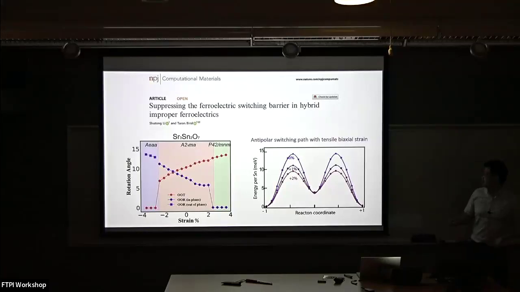And Turan also did beautiful calculation on this system. So basically, if we apply a 2% tensile strain, it can enhance the tilting mode, but reduce the rotation mode. And with this 2% tensile strain, the switching barrier of this system can be further reduced. And this calculation result is consistent with my previous arguments that the rotation mode is the most critical factor that determines the switching barrier in the hybrid improper ferroelectric system.